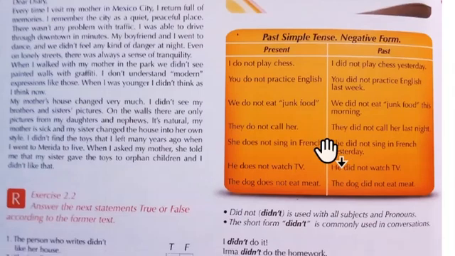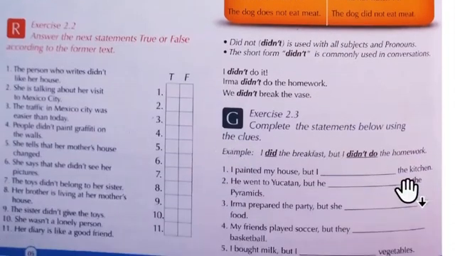Now we're going to start with the first activity that says complete the statements below using the clues. We have, for example, I did breakfast, but I didn't do the homework. First of all, the sentence is wrong, this part. Did is for an action. You can't write did breakfast. You have to say I made breakfast.